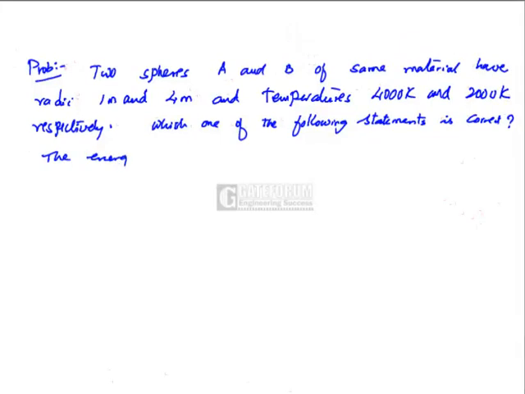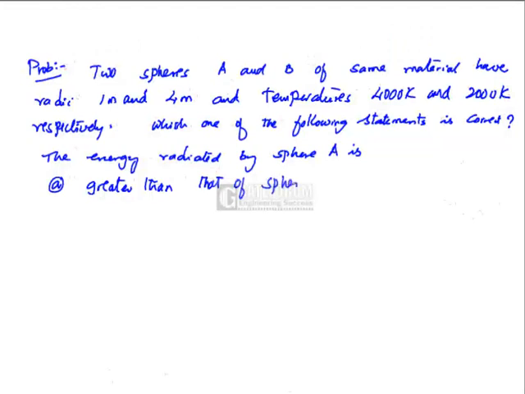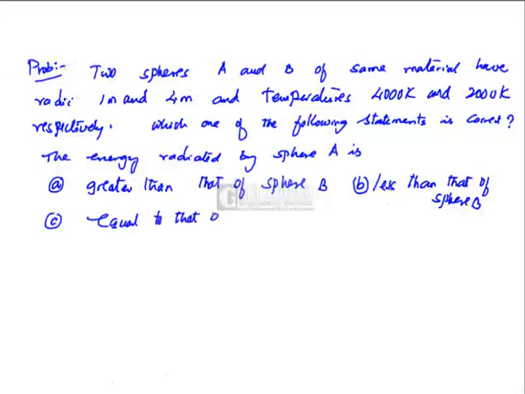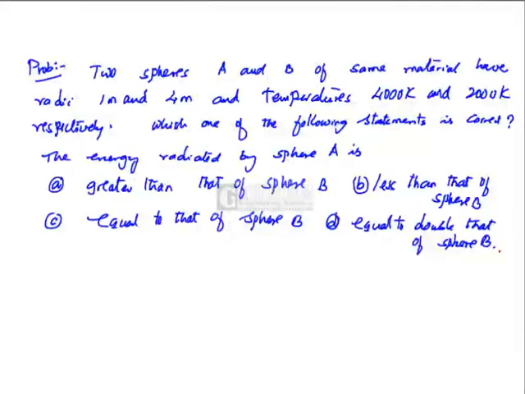The energy radiated by sphere A is: A, greater than that of sphere B; B, less than that of sphere B; C, equal to that of sphere B; D, equal to double that of sphere B. Here the two spheres are made of the same material.